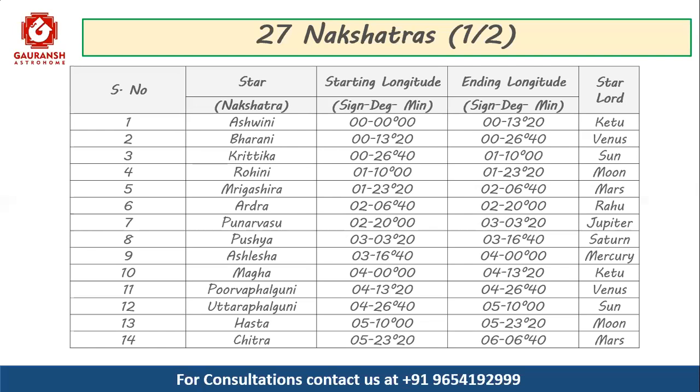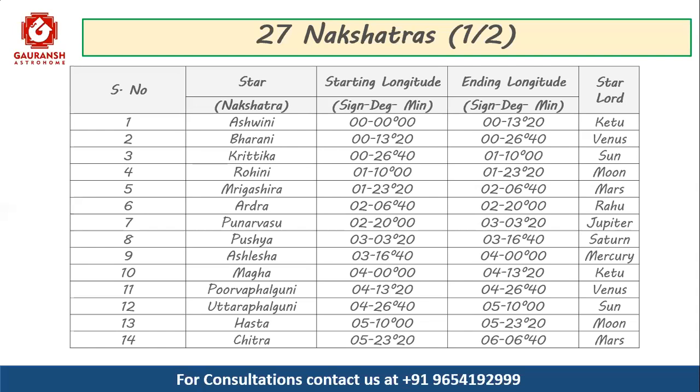Magha, the star lord is Ketu. Purva Phalguni, the star lord is Venus. Uttara Phalguni, the star lord is Sun. So I'll tell you something more in this. If you see the first 9 nakshatras, the sequence of the star lords follows after the 9th also. Let's say the first is Ketu, then you will see the 10th is also Ketu.